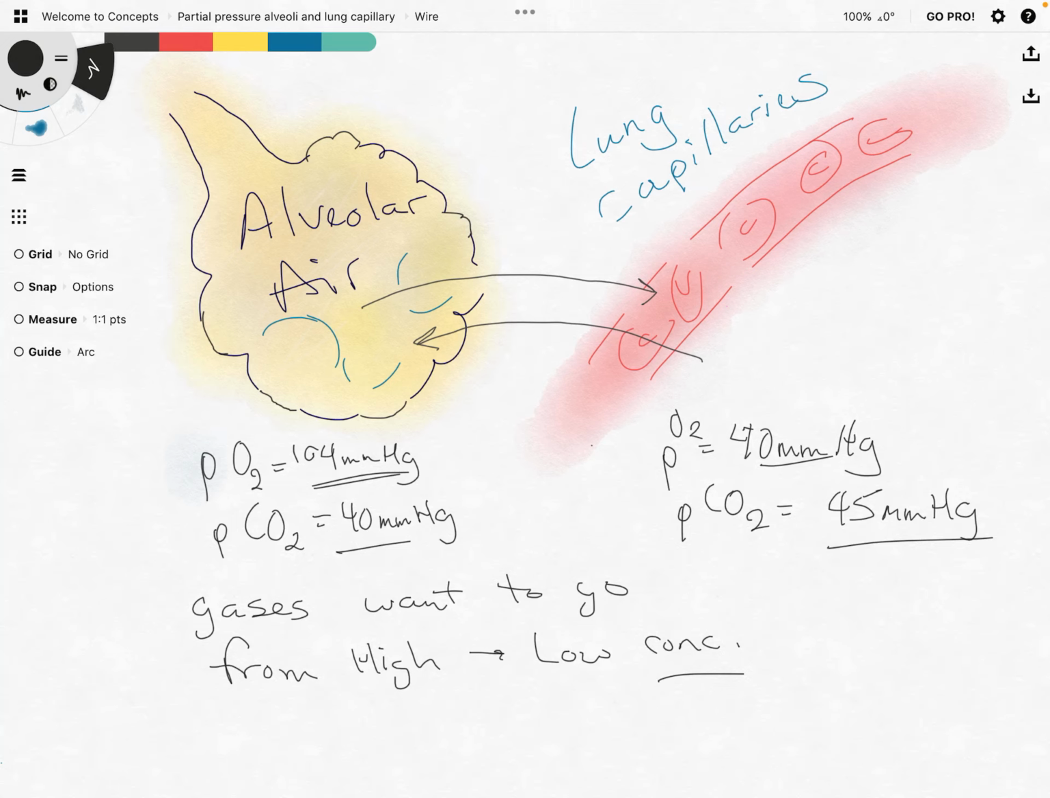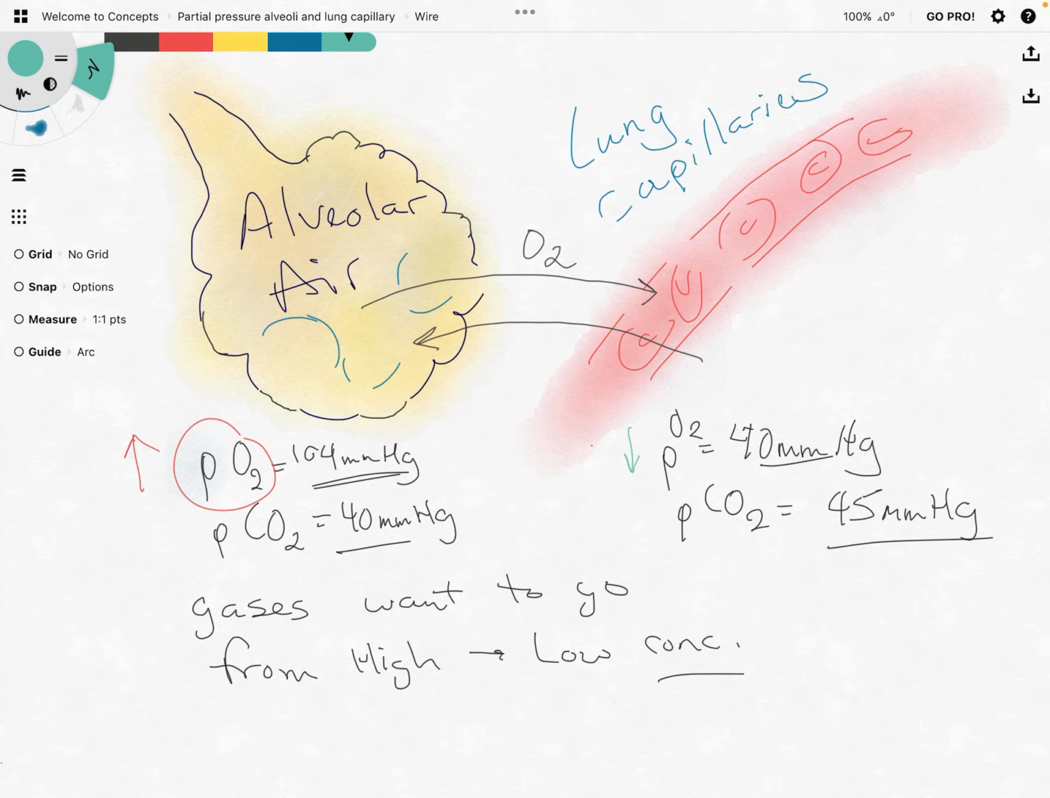So for example, 104 millimeters of mercury, partial pressure of oxygen is higher in the alveoli. So because there's a higher partial pressure of oxygen, the movement of the oxygen is going to go from the alveoli across the respiratory epithelium, the alveolar epithelium, and work its way into the blood of the pulmonary capillaries. All right, so that's going to facilitate the movement of oxygen from the alveoli into blood because there is a higher partial pressure of oxygen in the alveolar space, and there's a lower partial pressure of oxygen in blood.